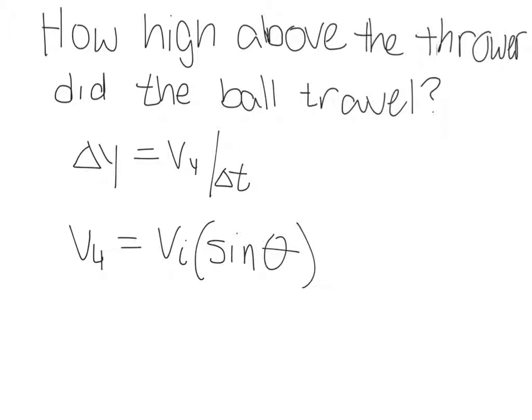Now that we know time, we can answer the question, how high above the thrower did the ball travel? In order to find this, we use the equation delta y is equal to vy over delta t. But in order to find vy, we use the equation vy is equal to vi sine angle measure.